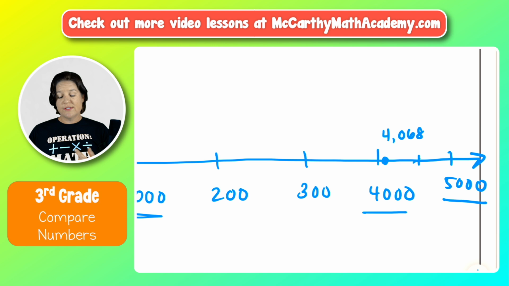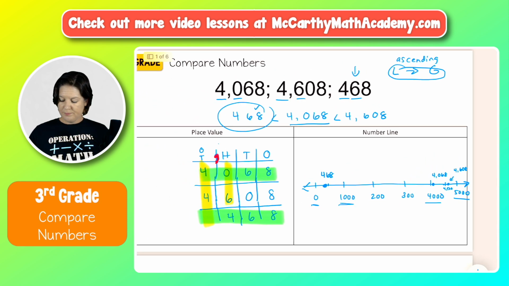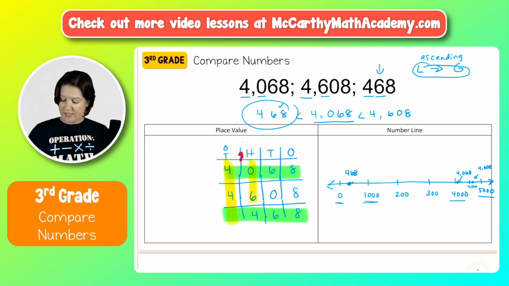And then 4,608 would be right after 4,500, maybe about right there. And we could say that this one is 4,608. Okay, so now we can see again using a number line, 468 is less than 4,068, which is less than 4,608. So that is how you compare numbers using place value and a number line.